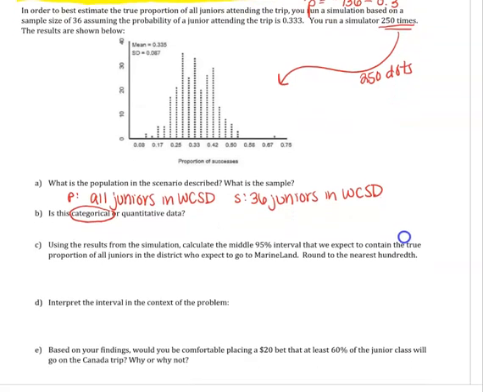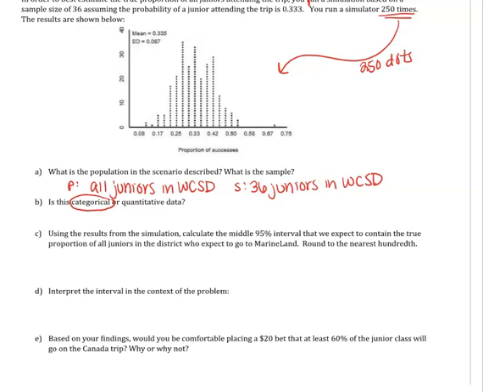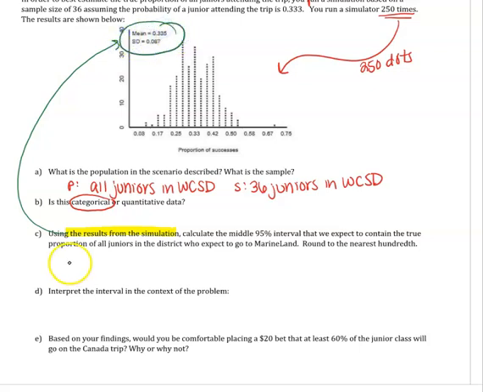Using the results from the simulation, calculate the middle 95% that we expect to contain the true proportion of all juniors in the district to expect to go, and round to the nearest hundredth. Now, when it says using the results of the simulation, this is where you are going to look right up here. Your middle 95% is computed by doing the mean plus or minus 2 times the standard deviation, which is given to you. 2 times the standard deviation is the same thing as the margin of error. That's our wiggle room. That's going to go in either direction of our center to make a best estimate of what's going to happen. Okay?